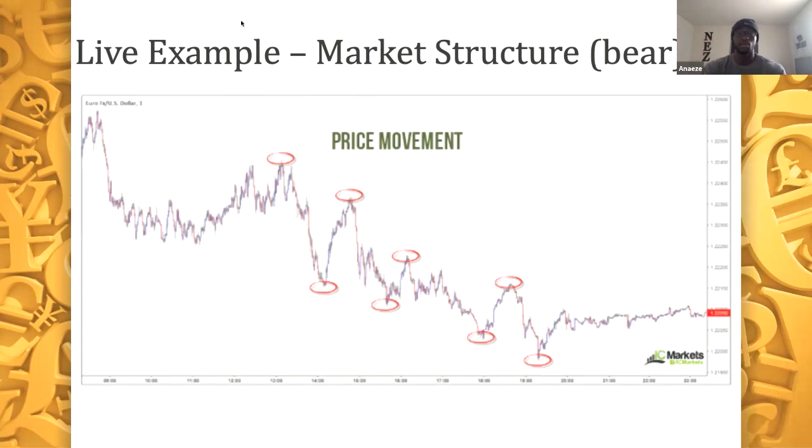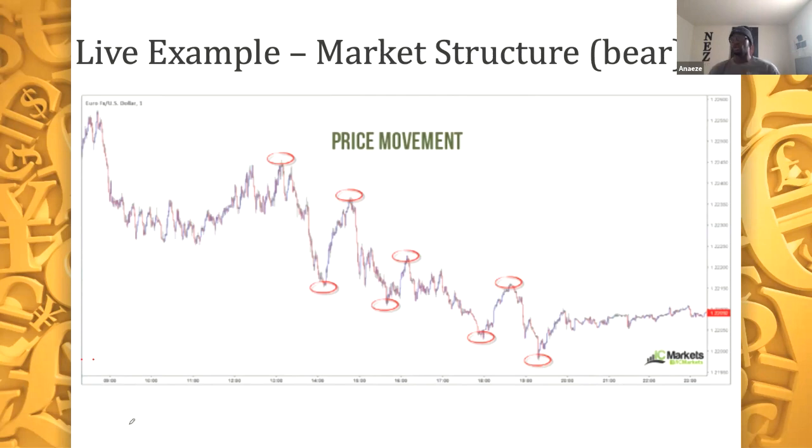Here's the live example, which was taken from IC Markets. Okay, so I'm also going to use the pen. All right, as y'all can see the pen, I believe. Let me go ahead and get the pen out of here. So great, we have the pen. Each and every single one of these red points is what we call a swing point.